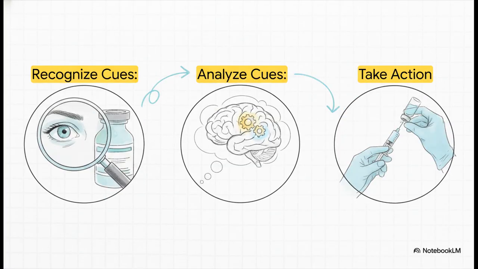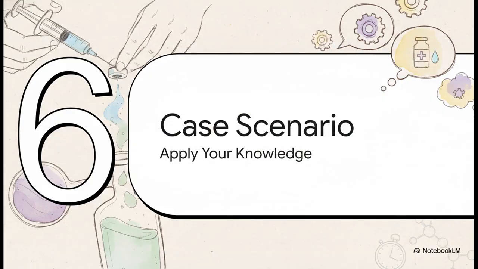And this is a perfect illustration of the nursing process, which is the heart of the next-gen NCLEX. You recognize cues, that's reading the label. You analyze those cues, that's understanding what single-use vial actually means. And then you take action by calculating the dose and labeling it. It's not just about doing the steps, it's about understanding the why behind them. That's clinical judgment. Let's finish up with a quick case scenario to put all this newfound knowledge to the test. This is where the rubber really meets the road.